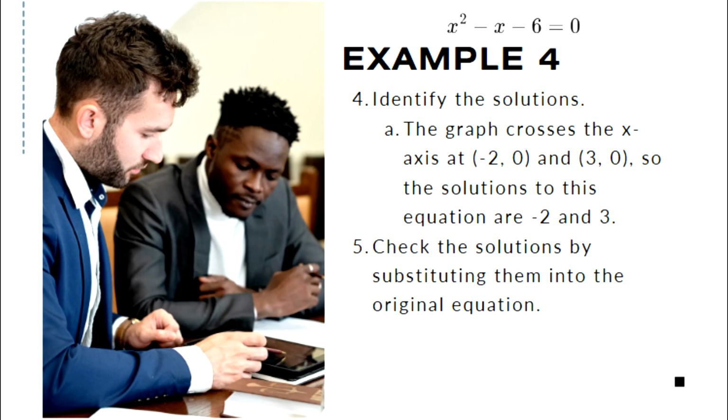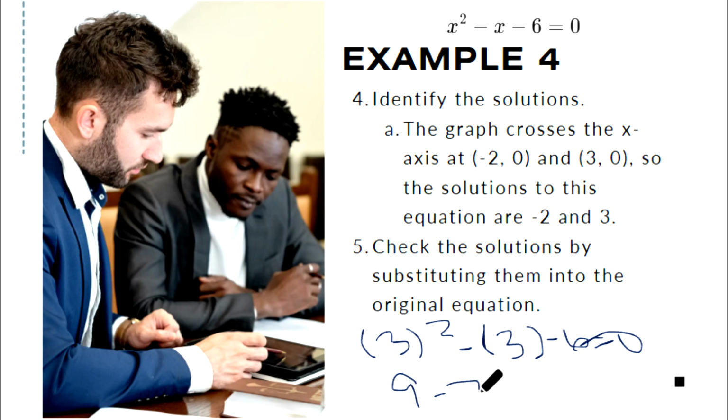Let's check for our second value, which is 3. We have 3 squared minus 3 minus 6 equals 0. 3 squared is 9. Minus 3 is 6. Minus 6 does in fact equal 0.